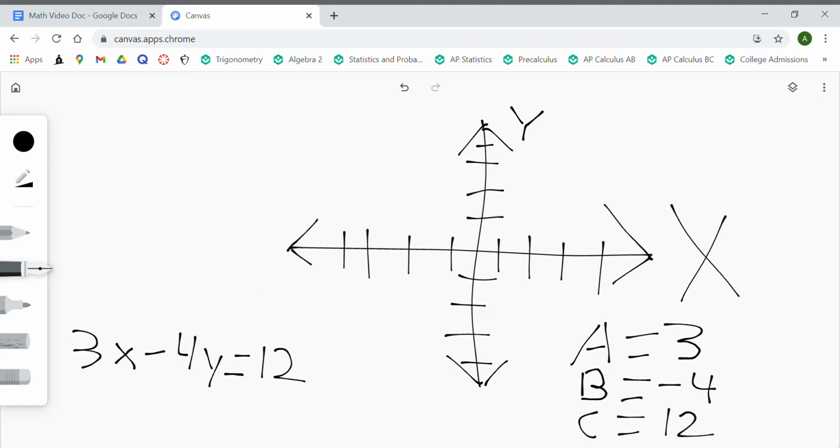Alright, so let's find our intercepts. Remember the x-intercept is c divided by a, so it's 12 divided by 3. That would be 4. That's a terrible dot here. And 12 divided by -4, the y-intercept, is -3. Let's see if we can get a better line this time. Bad at plotting the intercepts, but a better line.